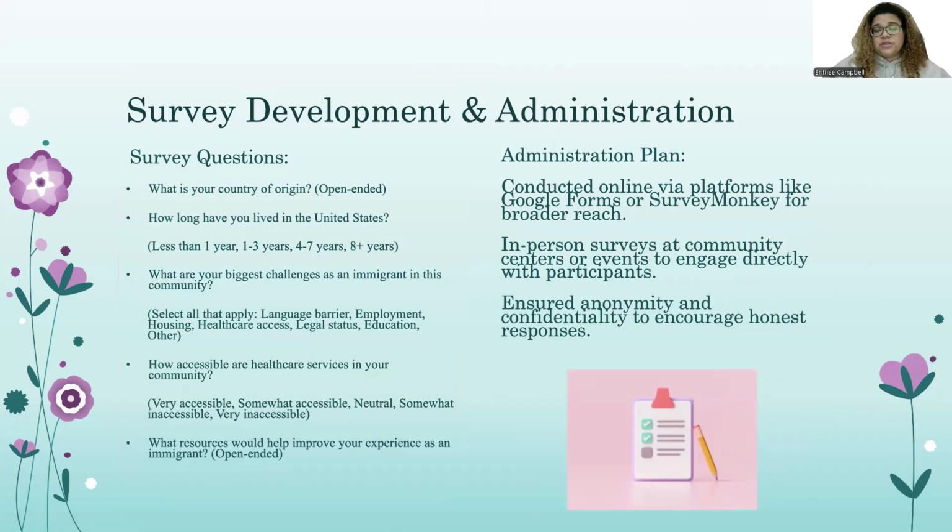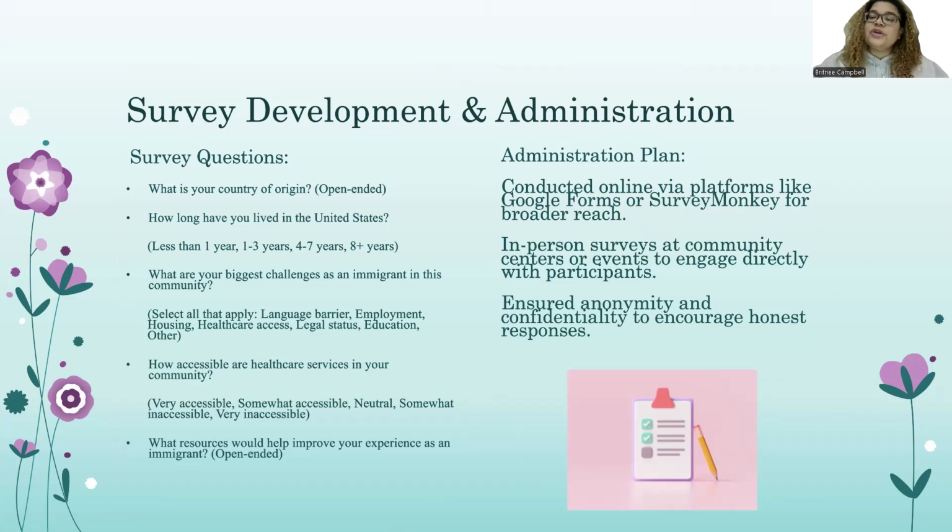And you were given options to select: language barriers, employment, housing, healthcare access, legal status, education, or other, where they could give us what that other was. And then another question was, how accessible are healthcare services in your community? Very accessible, somewhat accessible, neutral, somewhat inaccessible, or very inaccessible. One of our last examples of questions that we utilized was, what resources would help improve your experience as an immigrant?